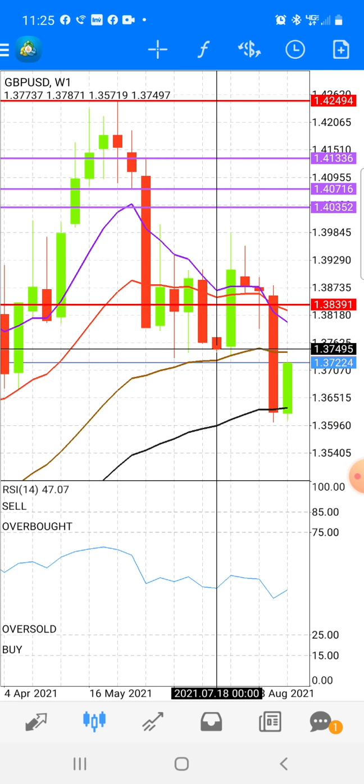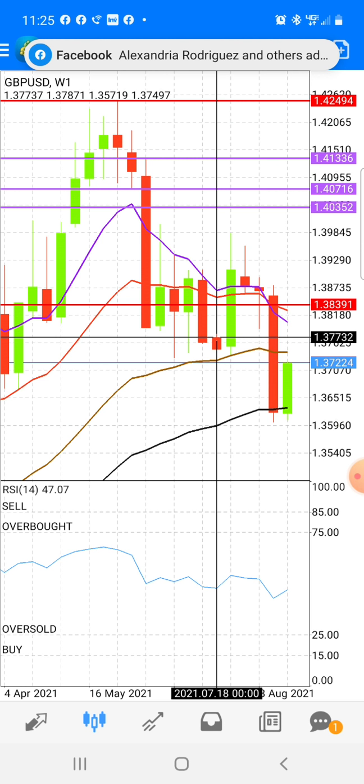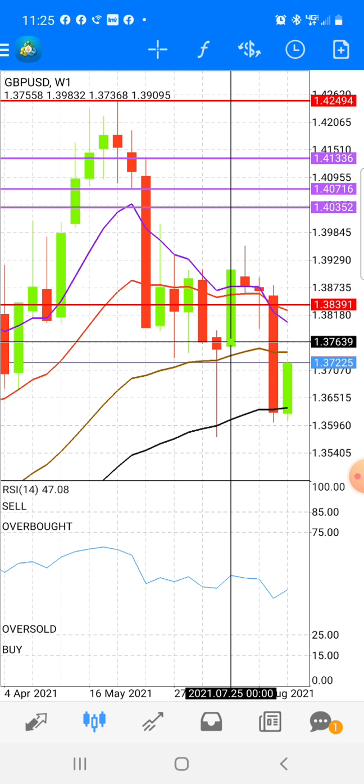What did it do? It broke a little bit, wicked out to touch that other EMA, right? And then what did it do? Could have gone for a buy, rode this thing all the way up. And look, what makes it even crazier? You could have continued to hold it, because what did it do? It kept going up. Finally broke the EMAs.